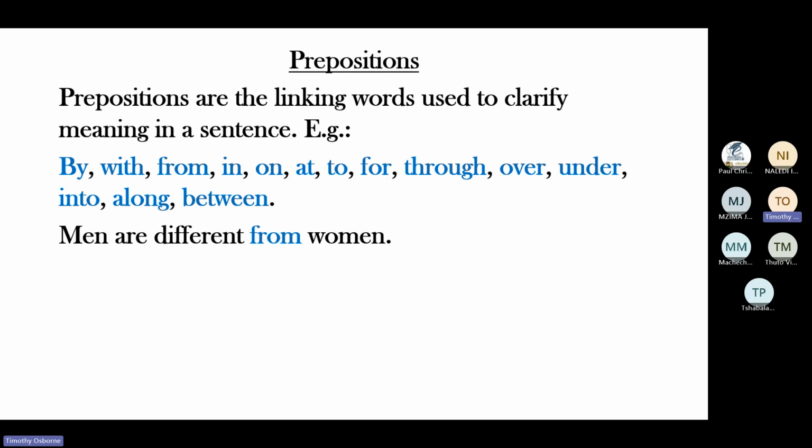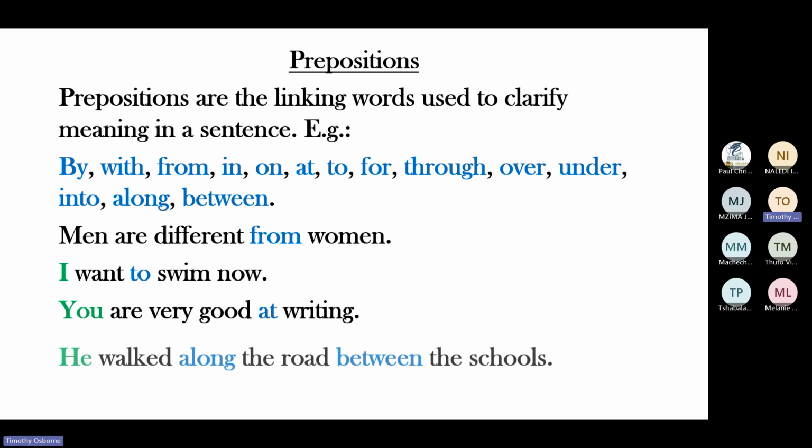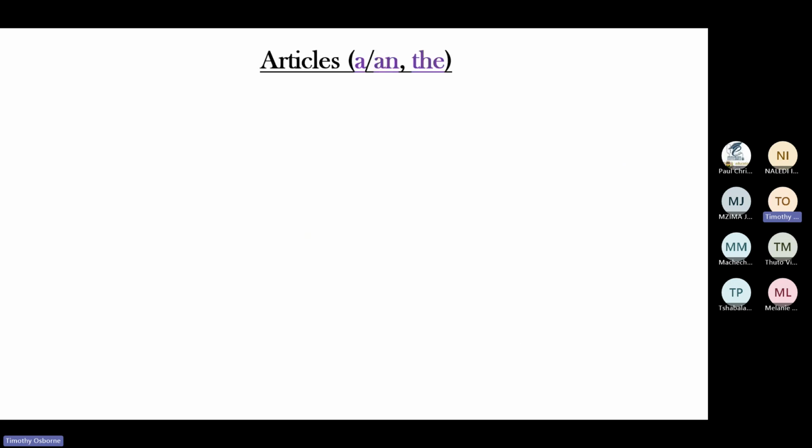Please note that prepositions sometimes have to be used in a specific form: different from, similar to. And there's an example of different from. That's how the preposition is supposed to go with the word different. Fairly obvious one, that. We all use it. Good at, another combination. And then we've got this beautiful sentence with two prepositions in it. You've got both along and between.